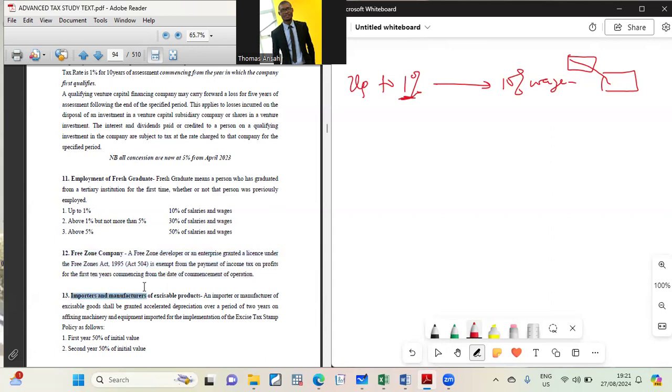So this fresh graduate thing, is it really working in our system? It does work. If you don't know, you don't know. It works, Papa. Some of us were employed after school, but we never benefited from this. It's not for the staff, it's for the entity. It's not for you, the staff, to benefit. It's the entity that is employing the fresh graduate.